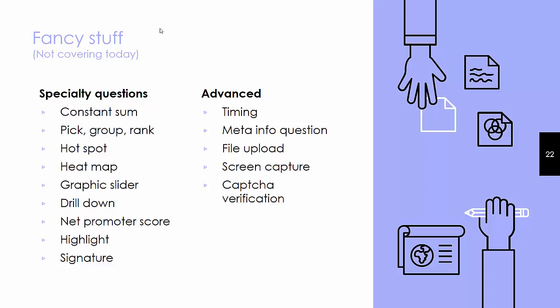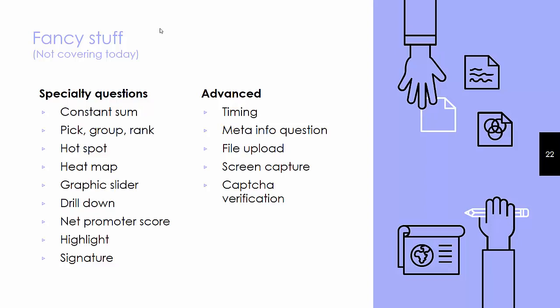This is a really good way. You have essentially a photo, and participants click on the photo to tell you where they like or dislike something. You have a graphic slider, which is just like the regular slider, but you can have it with smiley faces or with a grade component, so it actually looks like you're going up and down in grade. A drill down, similar to pick, group, and rank.